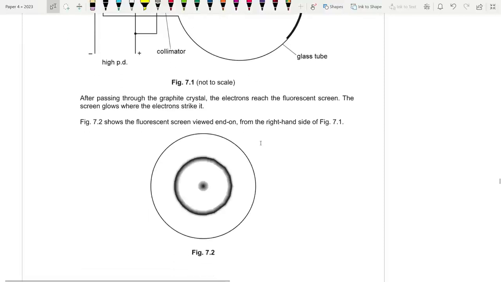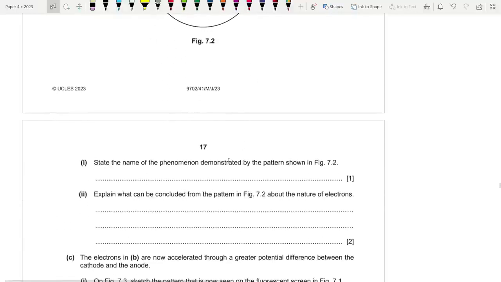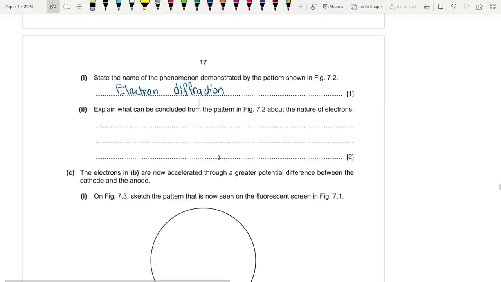After passing through the graphite crystal, the electrons reach the fluorescent screen. The screen glows where the electrons strike it. Figure 7.2 shows the fluorescent screen viewed end on from the right hand side of figure 7.1. So what is this phenomenon demonstrated by the pattern? This phenomenon is called electron diffraction. Very, very important. We need this. And what can be concluded from the pattern in 7.2 about the nature of electrons? It can be determined that electrons are actually behaving as waves rather than particles.